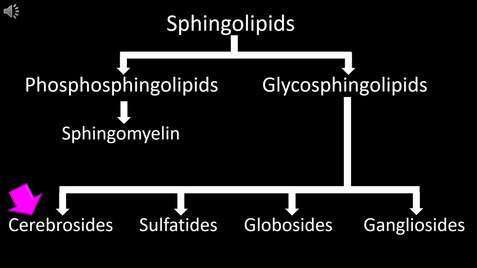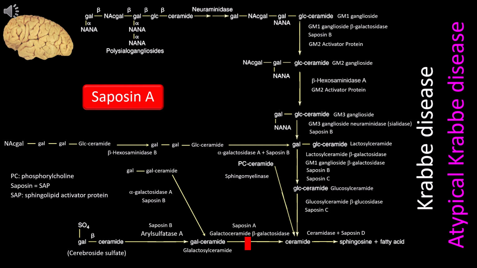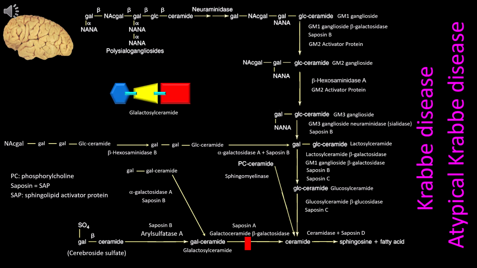These conditions involve the cerebroside pathway. The affected enzyme in Krabbe disease is the galactoceramide beta-galactosidase, also called beta-galactocerebrosidase. In atypical Krabbe, as we just mentioned, the issue is activator saposin A deficiency. There is a failure of galactosylceramide to become ceramide, leading to the accumulation of galactocerebroside in cerebral macrophages, but not in any other CNS cell.